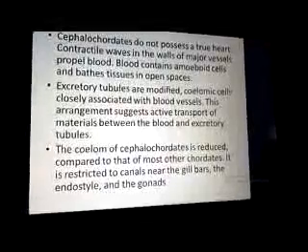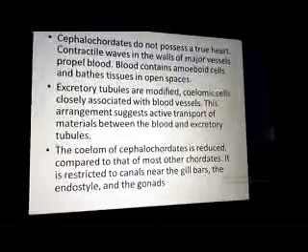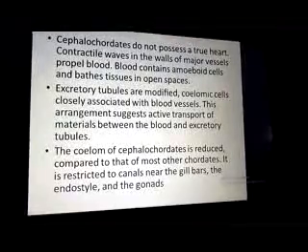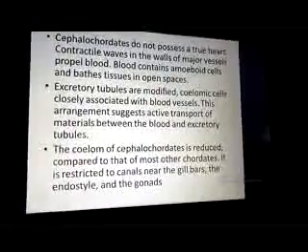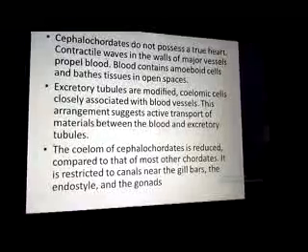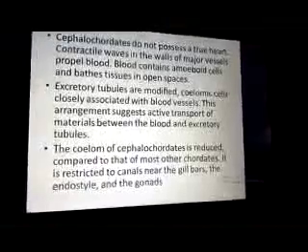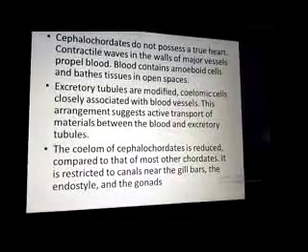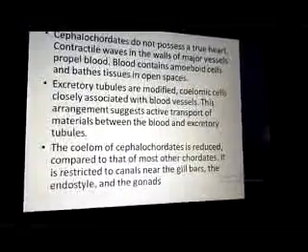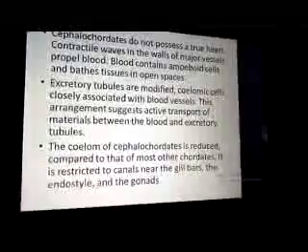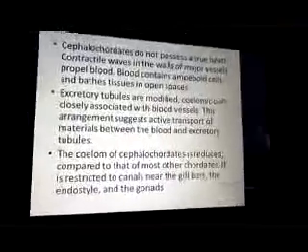Excretory system, excretory tubules are modified, and coelomic cells are closely associated with the blood vessels, and this arrangement suggests active transport of materials between the blood and the excretory tubules. Coelom of cephalochordate is reduced as compared to the other chordates, and it is restricted near the gills, endostyle and the gonads.